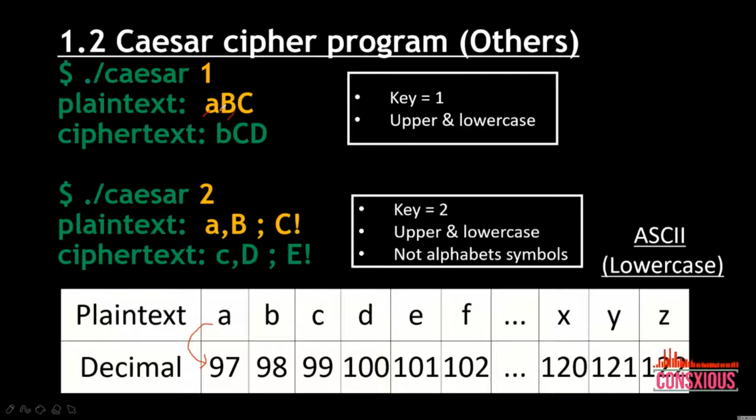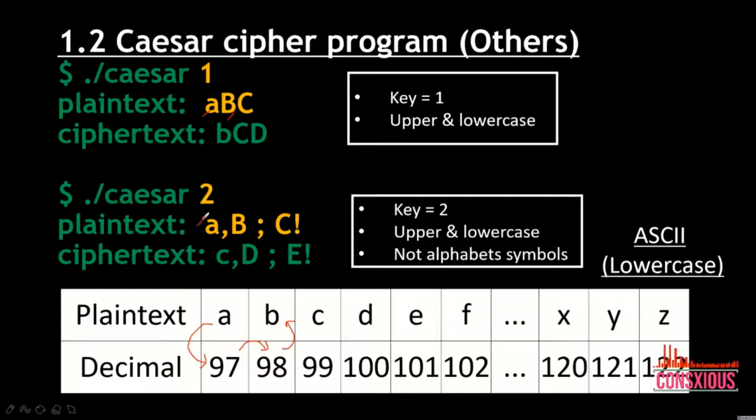So the same concept applies. The a will convert to the decimal 97. 97 plus 1 is 98. So the 98 will go to b. So that's how we get the b here. So we notice that for a and b, the concept is the same, just that the decimal is different. So let's look at the last example here.